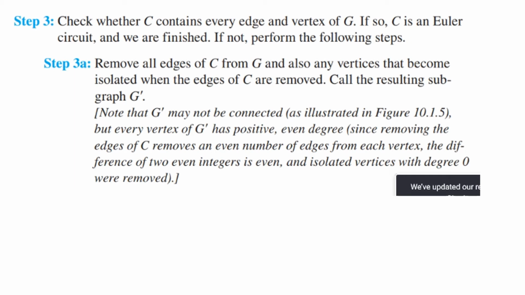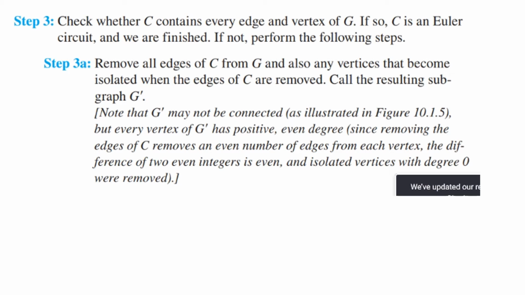But we must check whether C does contain every edge and every vertex. If so, we're finished. And if not, we have additional steps, and we're really going to be doing the same things over and over again. First step, 3A, is we remove all edges of the existing cycle from G, and also any vertices that become isolated when the edges of C are removed. And we call this subgraph G prime.